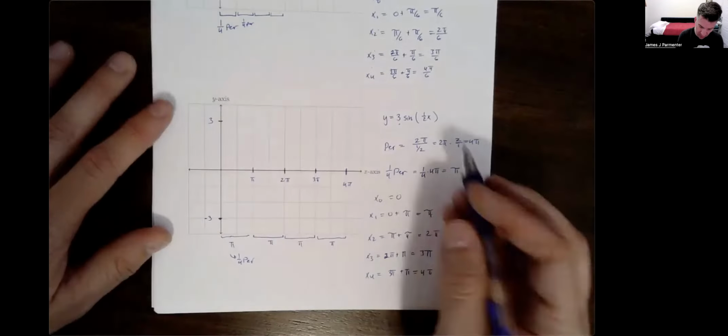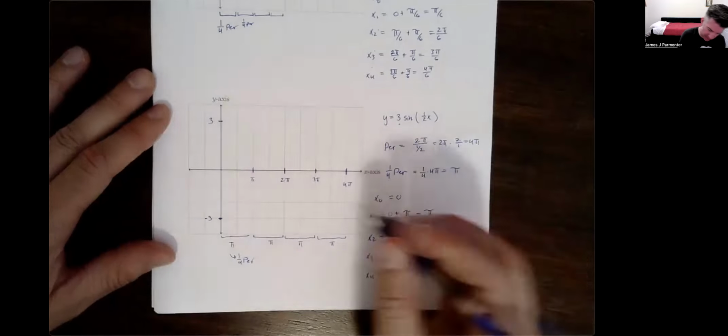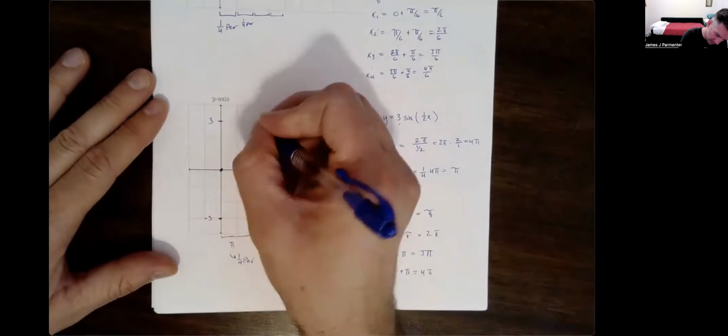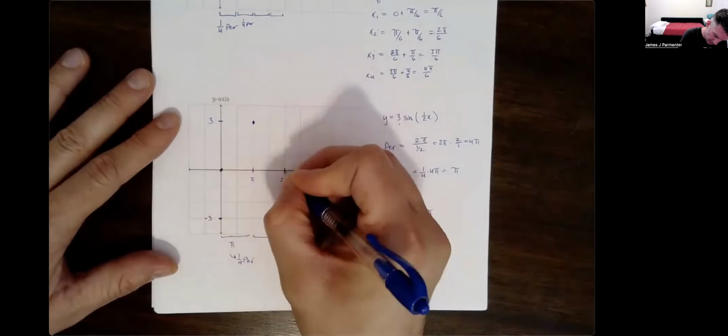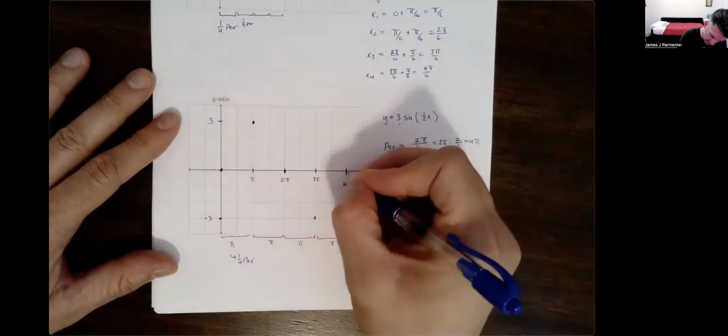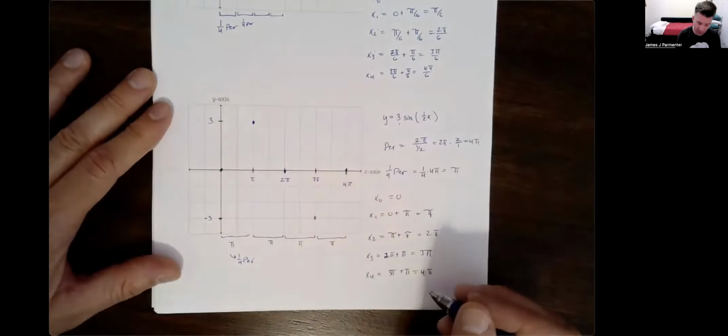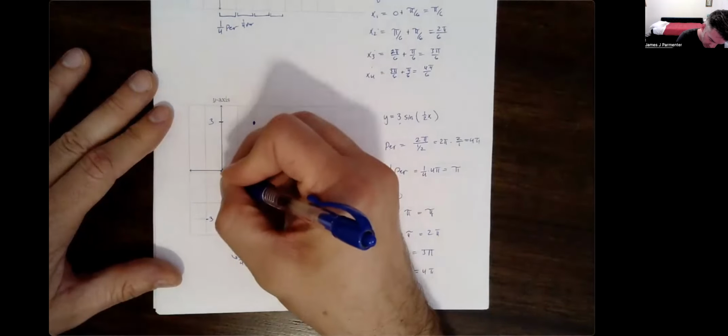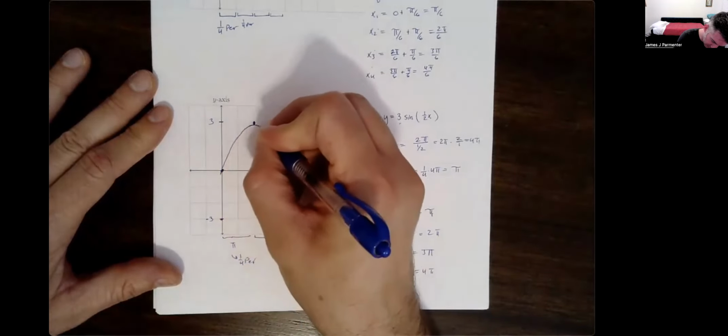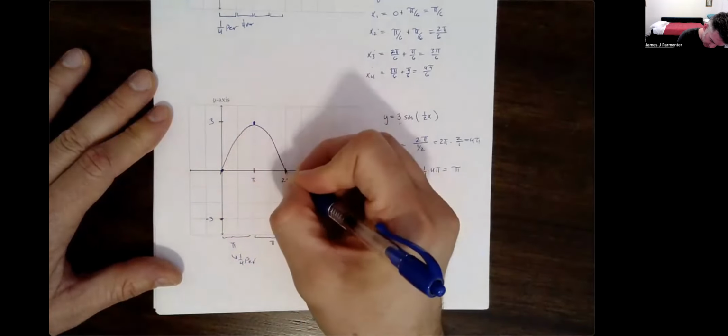So graphing this, 3 sine of 1/2 x. My sine starts at the middle, and then goes up to the top, and then back to the middle, and down to the bottom, and then back to the middle. We graph it as best we can. A lot of these graphs are going to look the same because they're all just sinusoidal functions being stretched and shifted.